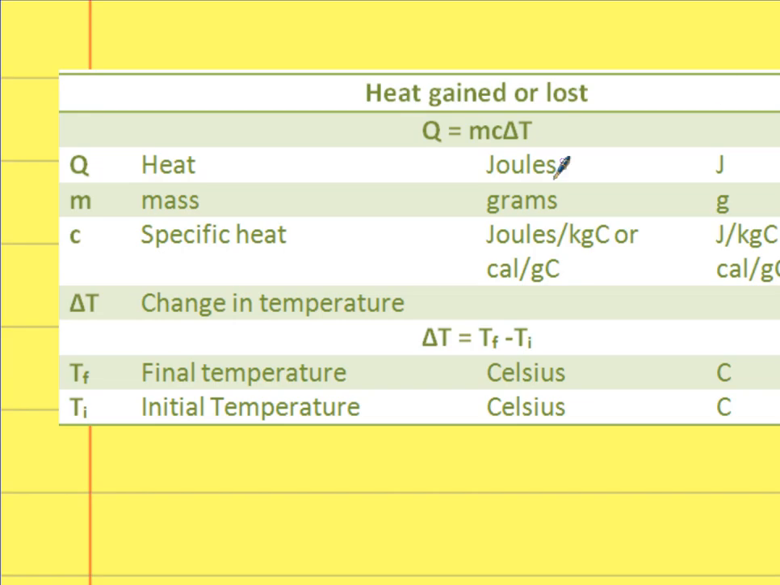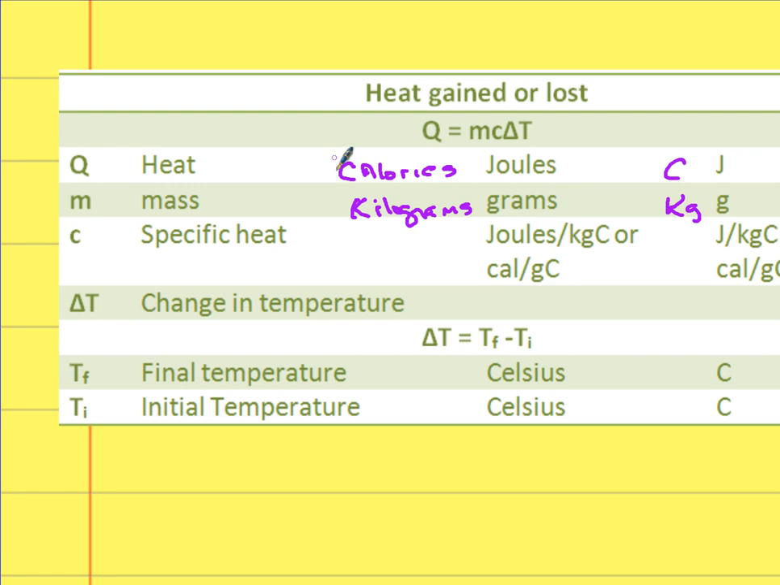Let's look at it this way. Q is heat, and we measure it in joules. All right? Now, I say we measure it in joules. We also might measure it in calories, right? And if we do, that's okay. Just measure it in calories. Mass is usually measured in grams. We may measure it in kilograms. That's all right if we do. Just make sure you measure it in kilograms. The specific heat is going to be given to you in joules per kilogram Celsius or calories per gram Celsius.